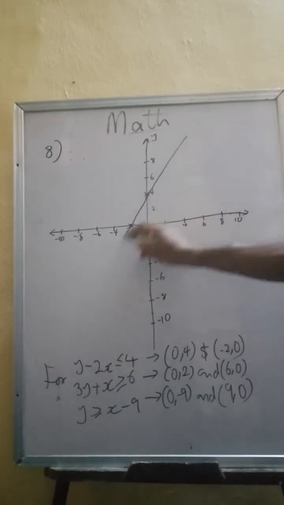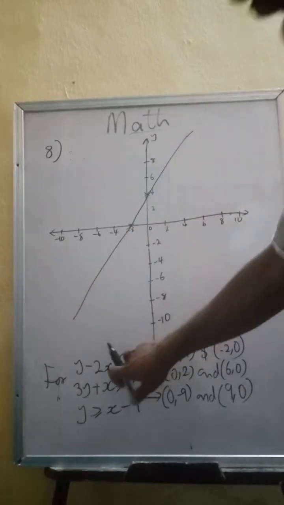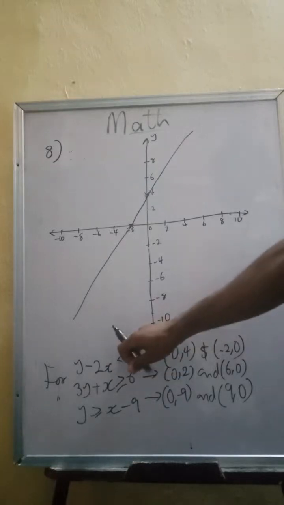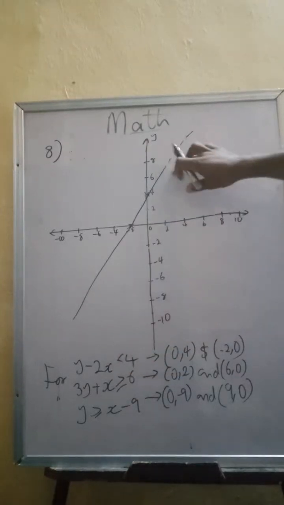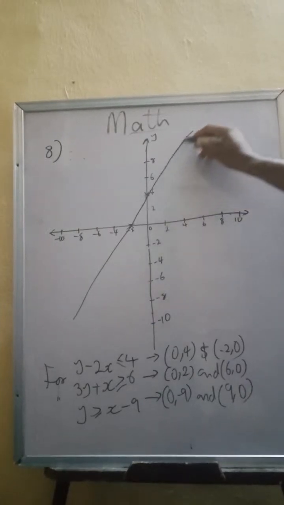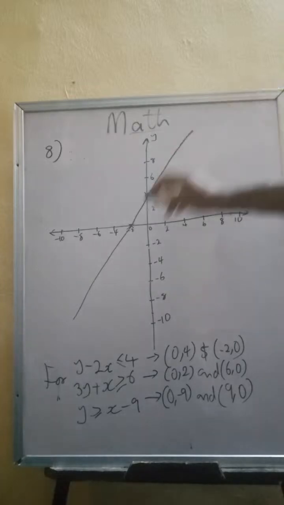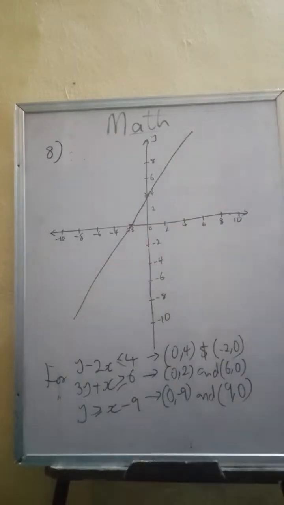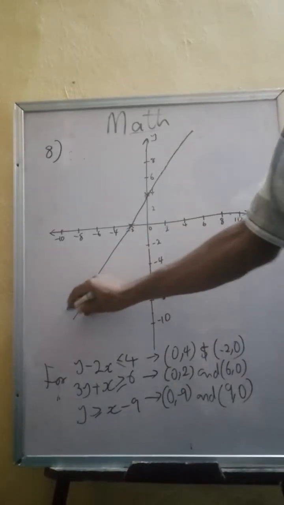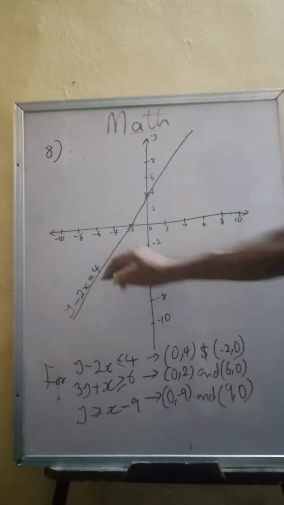You see, it's solid, it's thick. If this was the inequality we had, then it will be broken. We'll make it broken, but that's not the case. So it's just solid. It will be broken all through if it was strictly less than. Now move on to the next. But before then, you write the equation, which is y minus 2x equals 4.